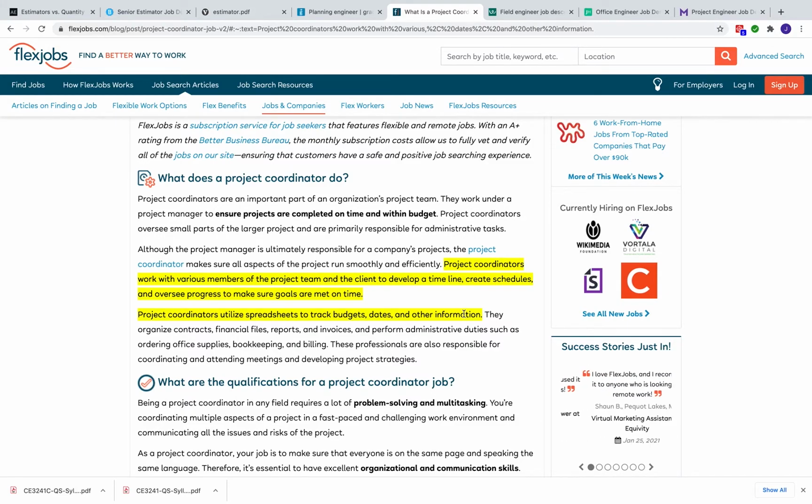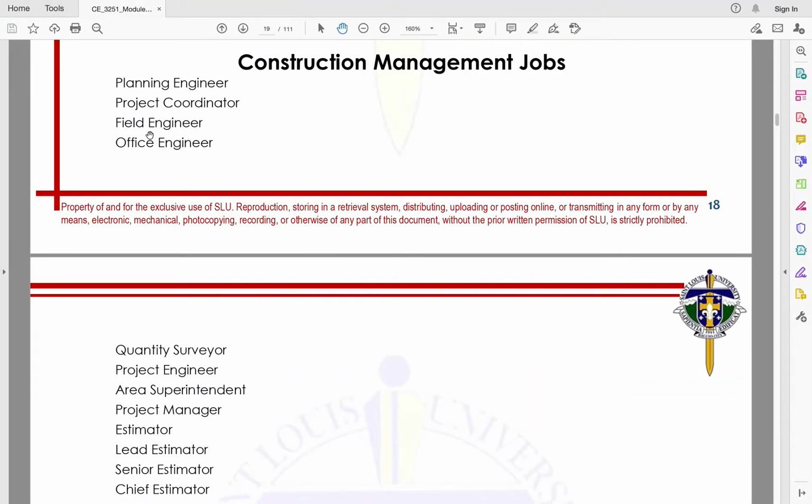Okay? And siya yung nag-oversee ng mga progress, making sure that the goals are met on time. Okay? So project coordinators utilize spreadsheets to track budget, dates and other information. Okay? Next is a field engineer.